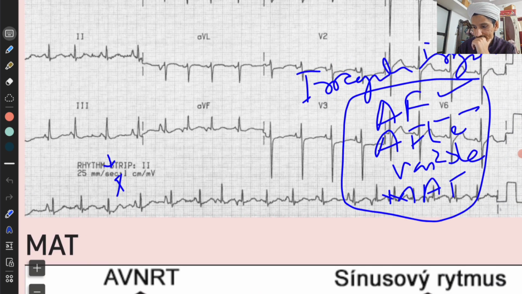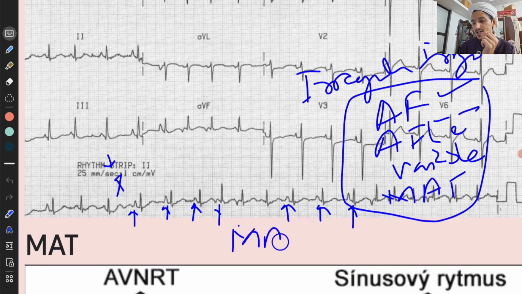See this P wave, and this P wave. That means the morphology of the P wave is different. It is varying morphology. That means this is atrial tachycardia, but it is not monomorphic. It is multifocal atrial tachycardia.